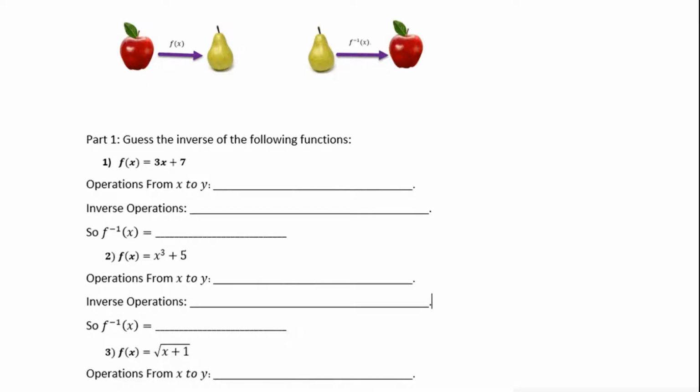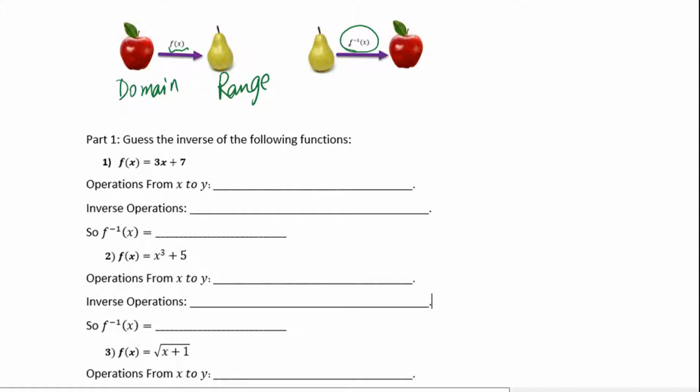This video is about finding inverse function by inverse operation. Think about this. We change apple into pear through f of x. Then if you change pear back to apple, this will be the inverse function. You could say for f of x, apple is domain and pear is range. But for inverse f of x, pear is domain and apple is range.